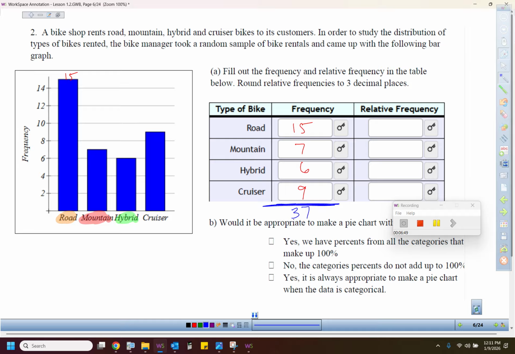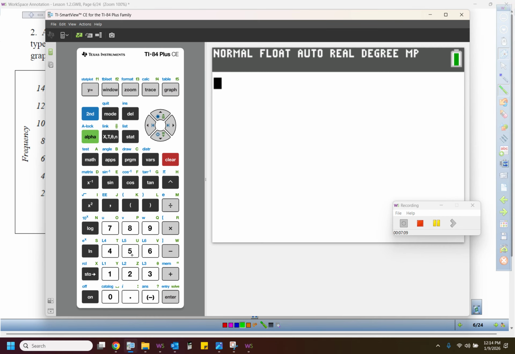Cool. And for the relative frequency, notice this. This is something you'll have to do when you start doing homework. Make sure you read how they want the answer, right? So they say the relative frequencies to 3 decimal places. The way we did that last time is there are 15 road bikes out of 37. So if I do 15 divided by 37, I need to round that to 3 decimal places.